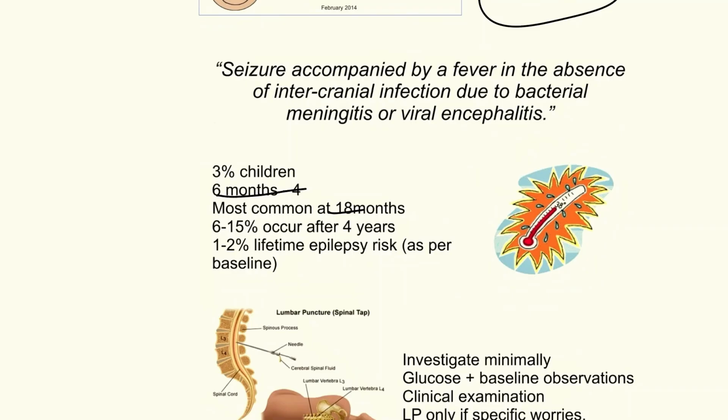A small percentage occur after 4 years, but here's the key thing. If you had febrile seizures as a child, you have a 1% to 2% lifetime risk of getting epilepsy later on. You already made those circuits, they're already there. They can be activated later.